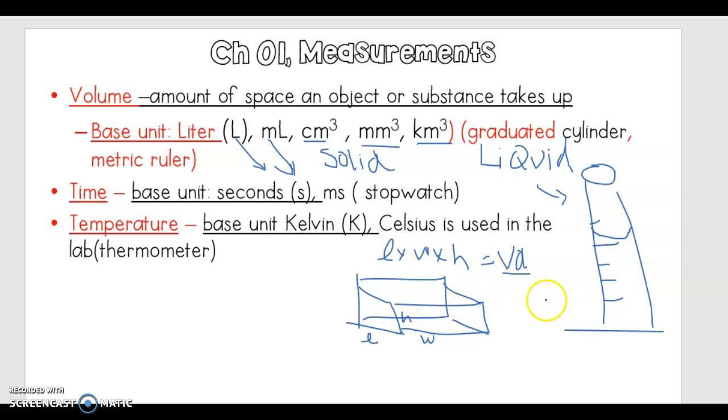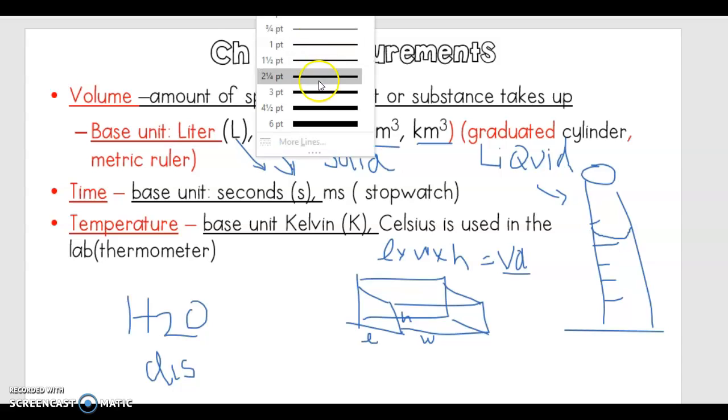If you have an irregular shaped solid, like a marble, for instance, you don't have the capabilities of measuring the length, the width, and the height. So what you're going to do is use the water displacement method. If you remember, the water displacement method.